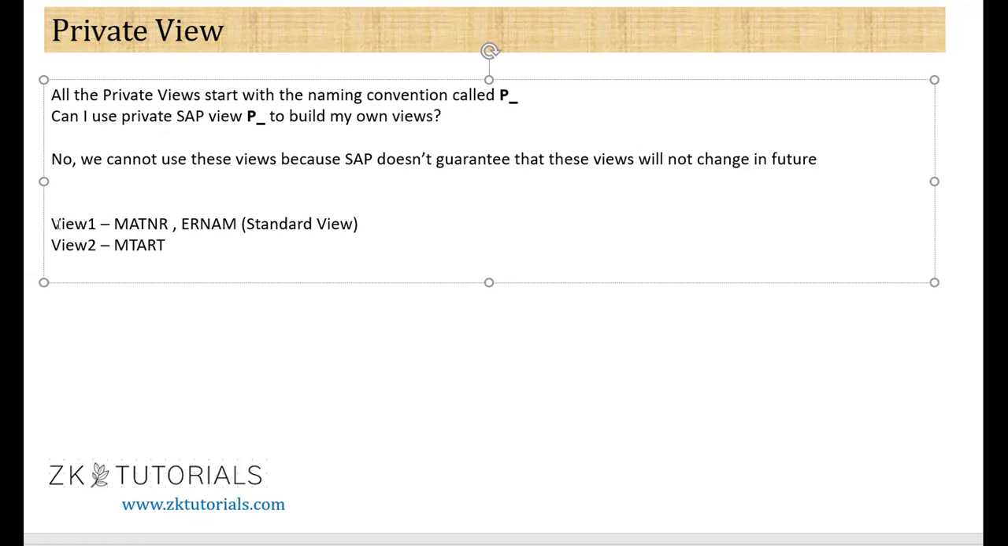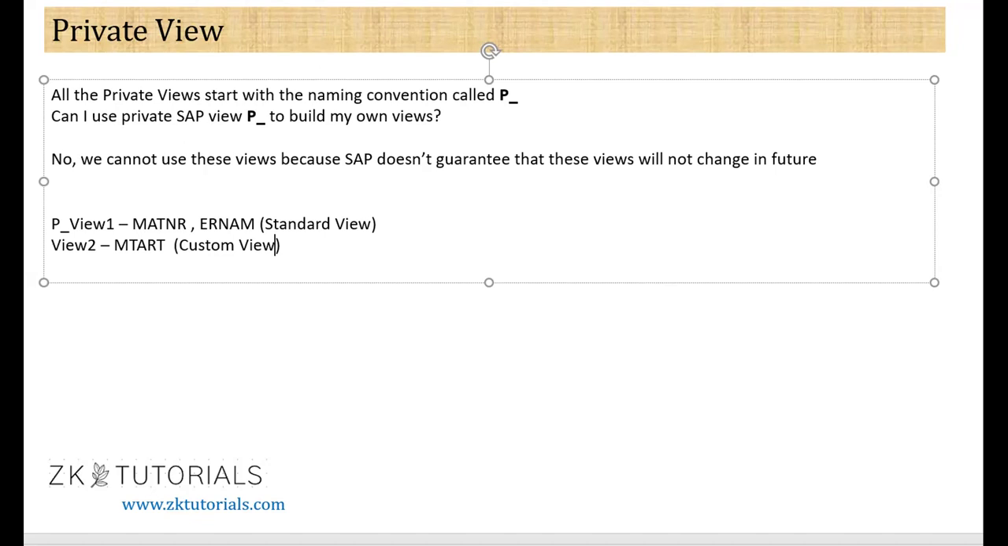Suppose we have a private view, P_, which has the MATNR and ERNAME fields, and let's say some other fields also. We are using this view, exposing this view into our view too. Now we are using the private view to build our own custom view.